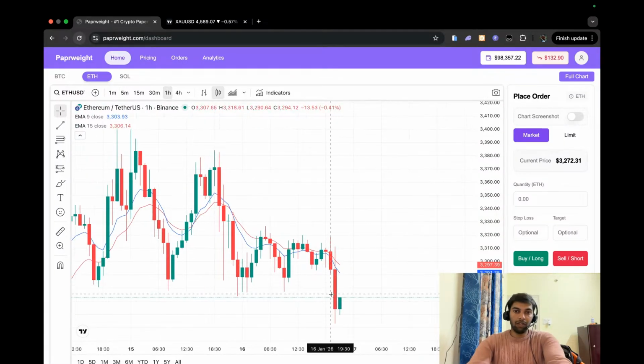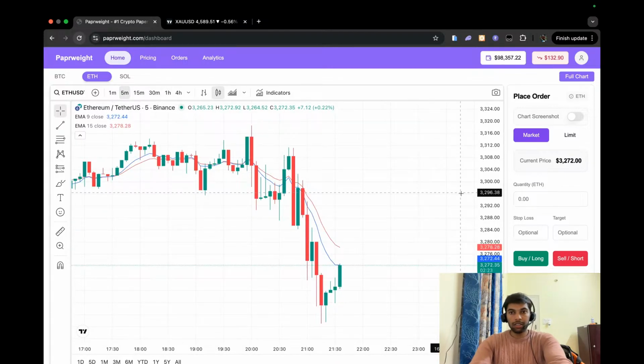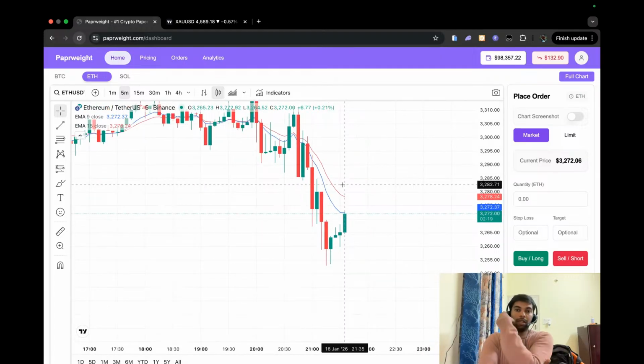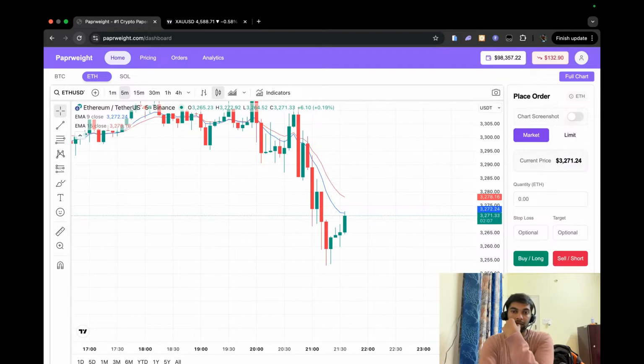I believe that after seeing this red candle, there might be an opportunity in the downward direction, and we don't want to miss that opportunity. But I have to take the risk at the right candle, and with proper stop loss in place.